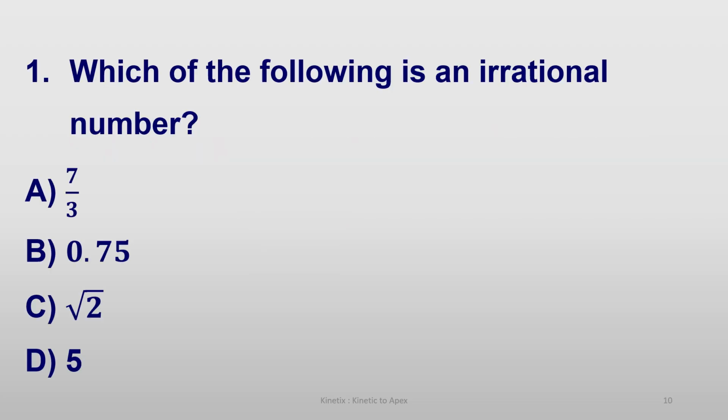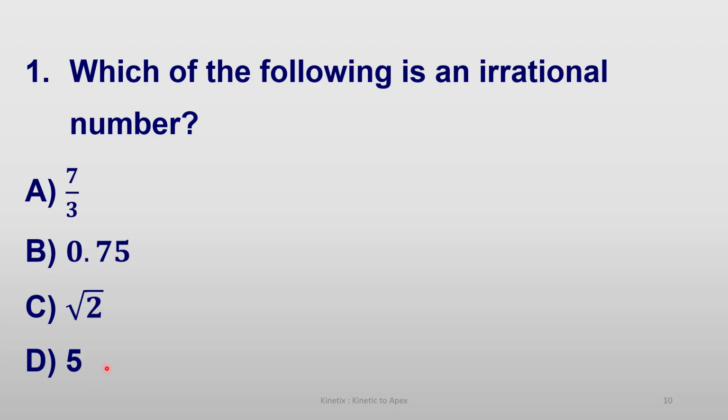Based on what we have discussed, let us solve some MCQs. Which of the following is an irrational number? You see 7 by 3. 7 by 3 is in the form of p by q, hence it is a rational number. 0.75, that means 3 by 4. This is also a rational number. Root 2 is an irrational number.